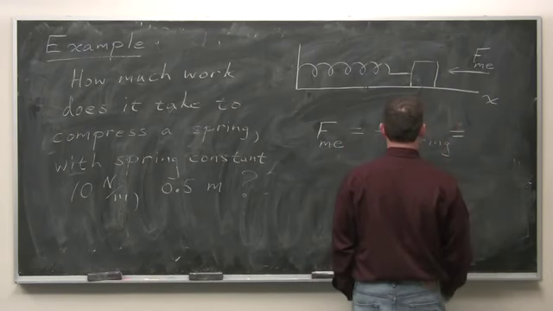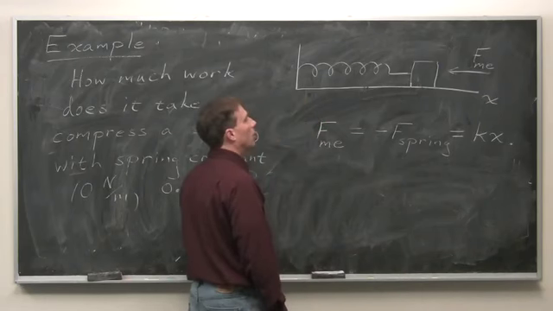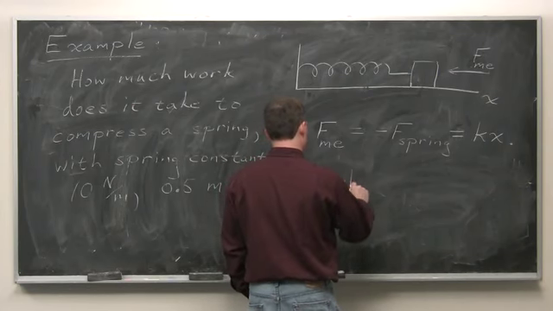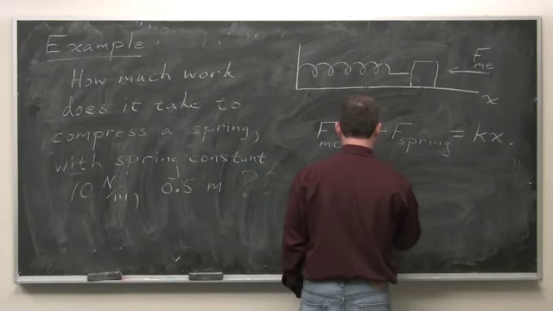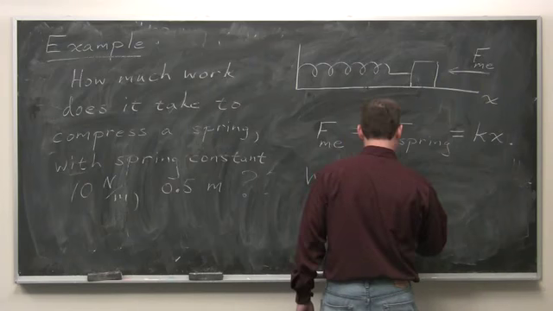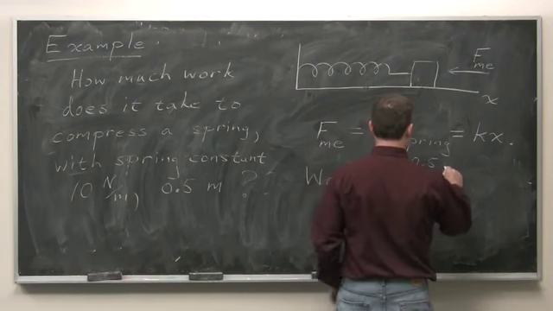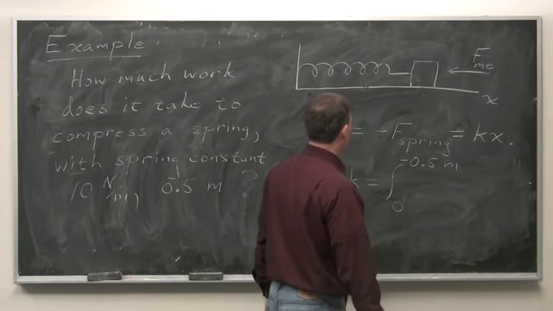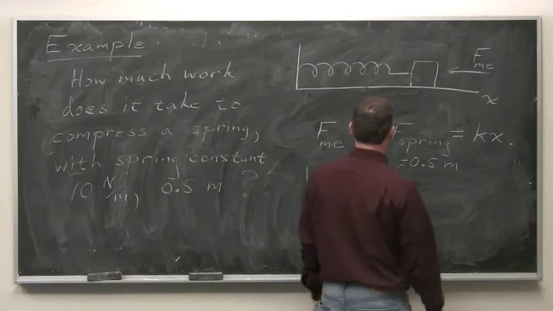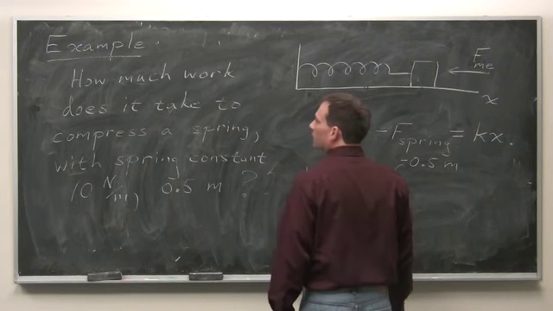In which case, the force that I have to exert is k times x. All right. And the work that we do then is, we want to compress the spring. So we're going from x equals 0 to x equals negative 0.5 meters because we're pushing it to the left. The force that I'm exerting is negative the spring force.